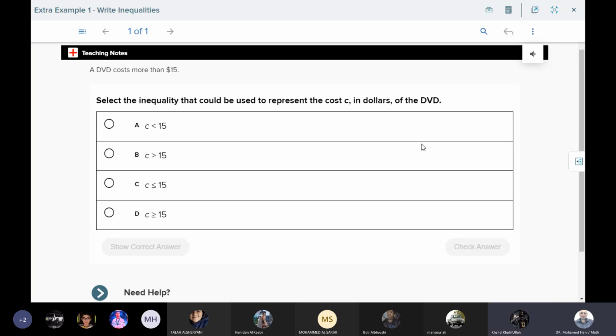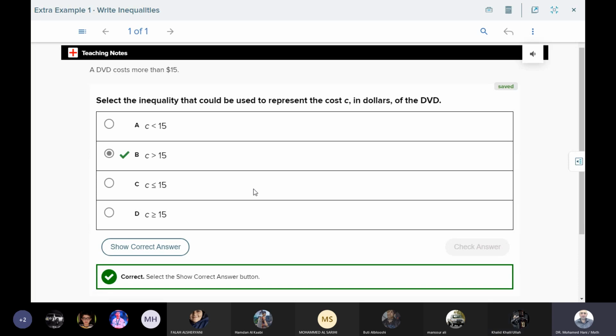Mister, in the inequality you see who's the greater. In the equation, you only write the value of the number. Okay, thank you, Khalid. So, Khalid, what is the answer here? We choose A or B or C or D? I think it's B.